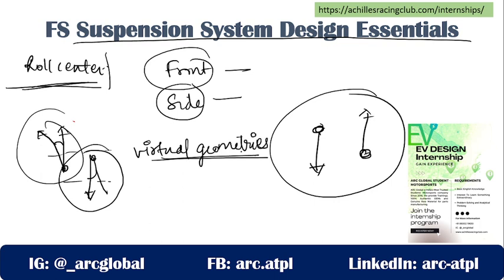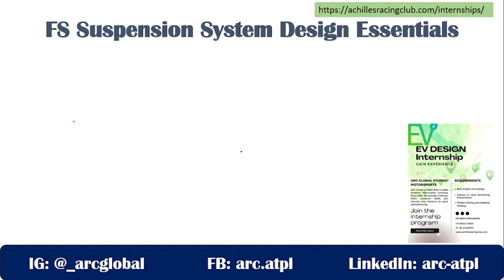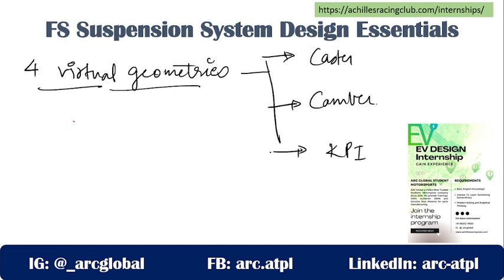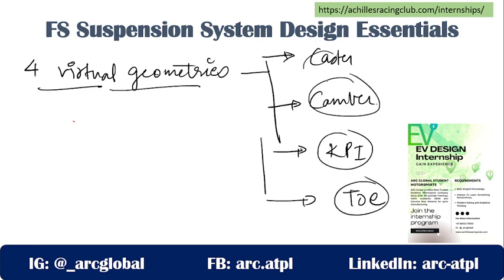By a set of virtual geometries. So there are four virtual geometries that have been identified in your vehicle. What are these geometries? Caster, camber, KPI, and toe. What do I mean by virtual geometry?